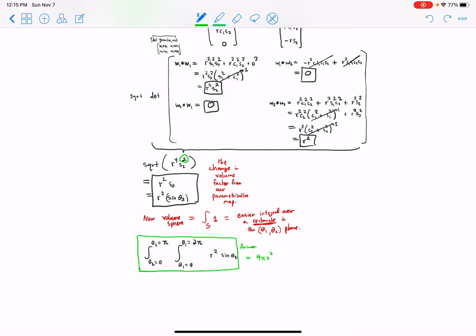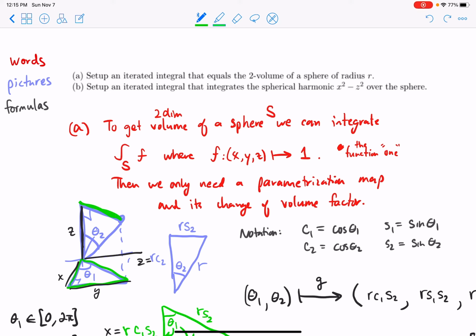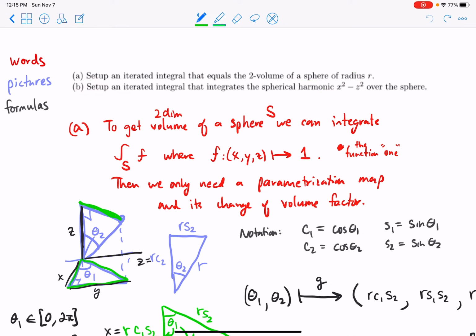Okay, good. Let's do part B. Set up an iterated integral that integrates the spherical harmonic x squared minus z squared over the sphere. So spherical harmonics have to do with the electron orbitals. And it's going to be so easy. Part B is very, very easy.